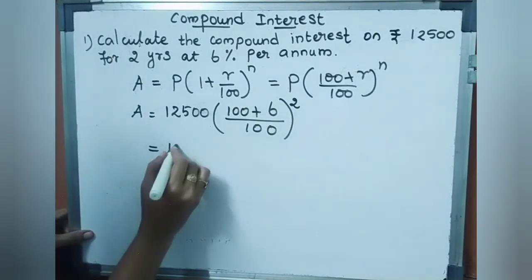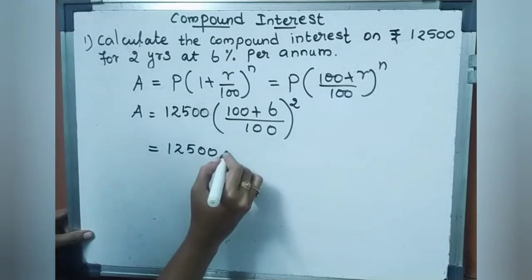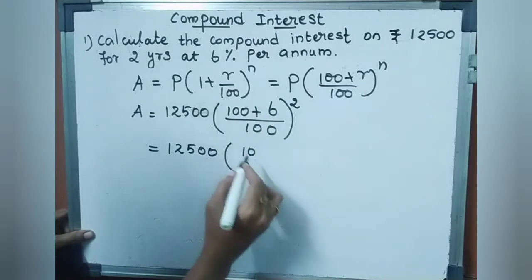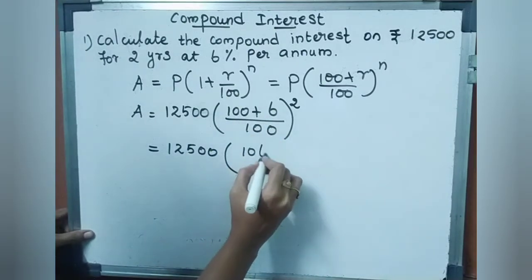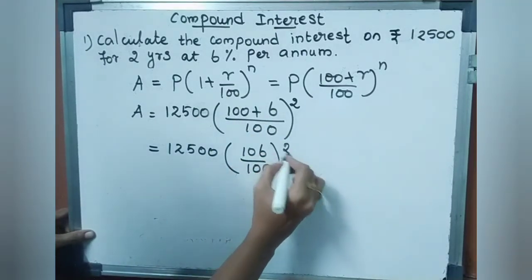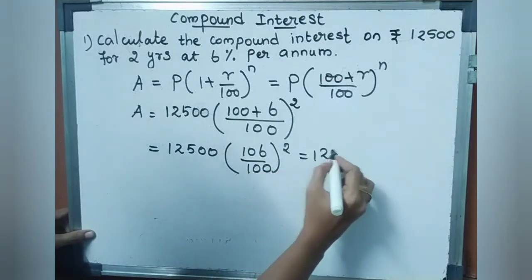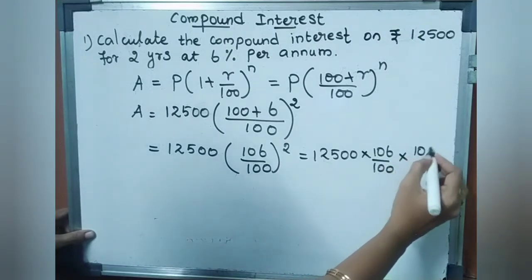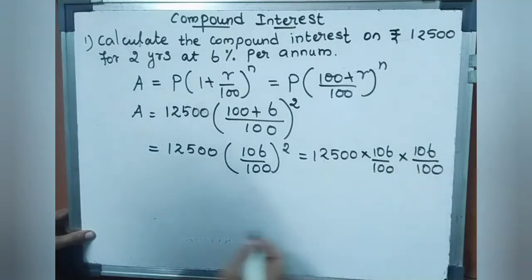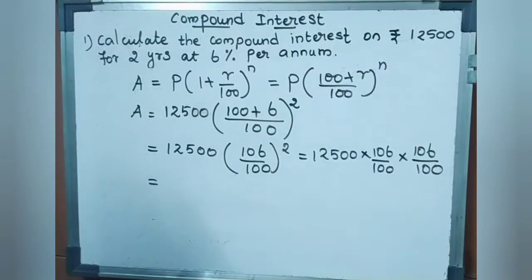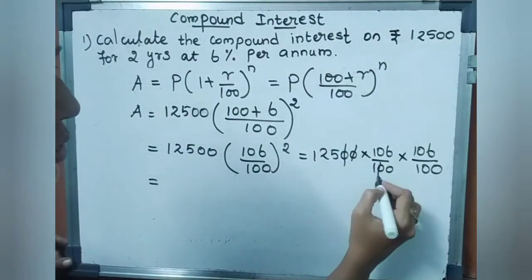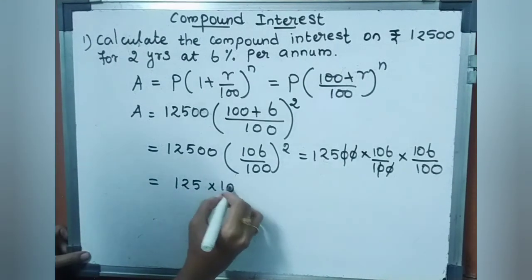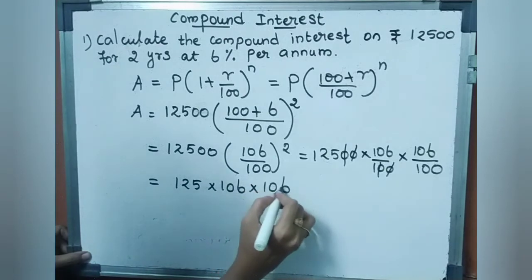So now the calculation. 12,500 into the bracket. Addition first; we cannot cancel these two numbers, first we have to add. With the help of the BODMAS rule we can simplify this. 106 divided by 100, whole power 2. So this is nothing but 12,500 into 106 by 100 into 106 by 100. Now we are going to cancel: 2 zeros from the numerator and 2 zeros from the denominator. So 125 into 106 into 106.